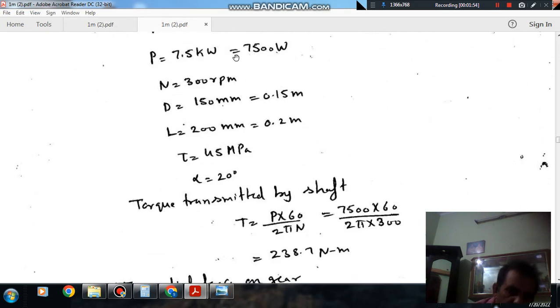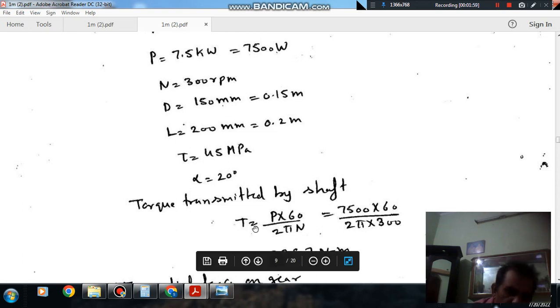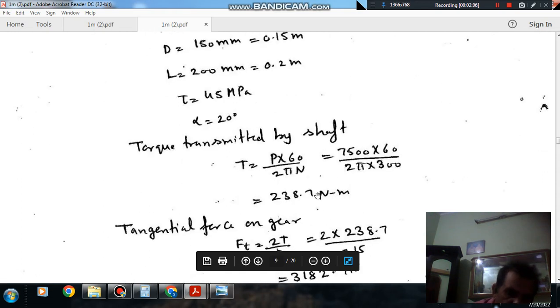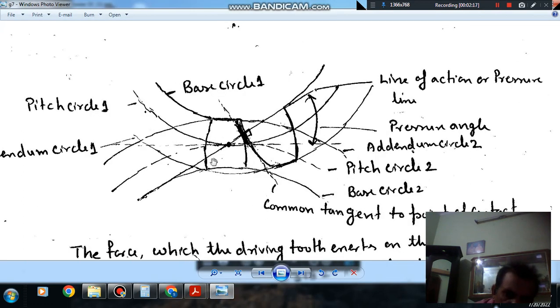So from the power given and rpm we can find out the torque transmitted. By using 2 pi N T by 60 is equal to P, so T comes out as P into 60 by 2 pi N, or 238.7 Newton meter. So the torque transmitted is 238.7 Newton meter.